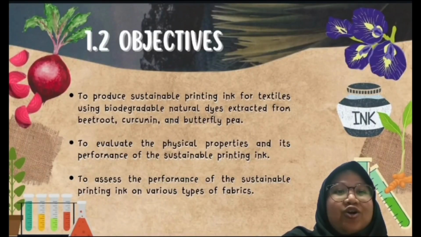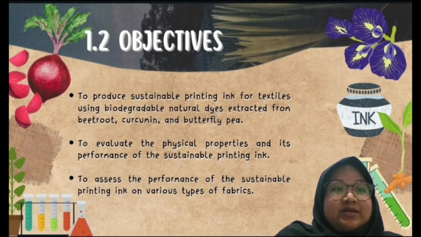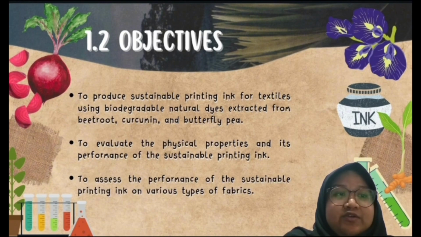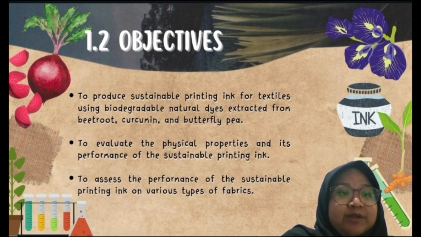So next, moving to the objectives of our project. Firstly, our objective is to produce sustainable printing ink for textiles using biodegradable natural dyes extracted from beetroot, curcumin, and butterfly pea. The second objective is to evaluate the physical properties and performance of the sustainable printing ink. And the third one is to assess the performance of the sustainable printing ink on various types of fabrics.